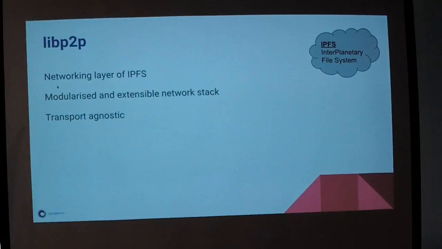So the push has been for libp2p, and what is libp2p? Where does it come from? Well, if dev P2P is the peer-to-peer network for Ethereum, libp2p is the peer-to-peer network for IPFS, which, by the way, I had to look up because I had no idea what the hell that was. It's that networking layer pulled out and separate, so it has its own repo and it is separate from IPFS. It's modularized, it's extendable, right? It's transport agnostic, fairly handy.